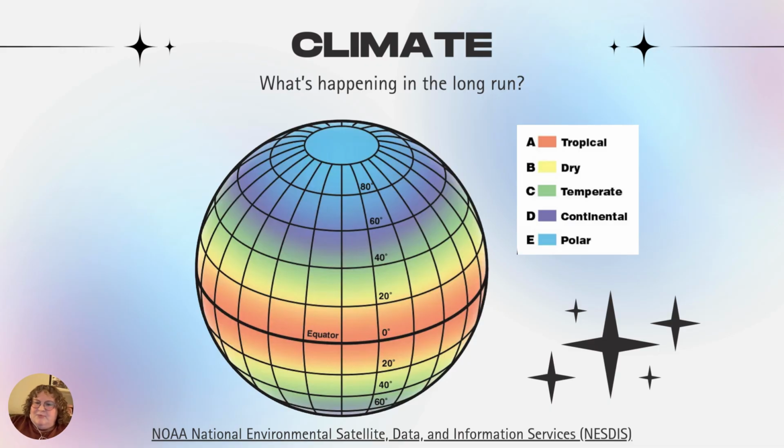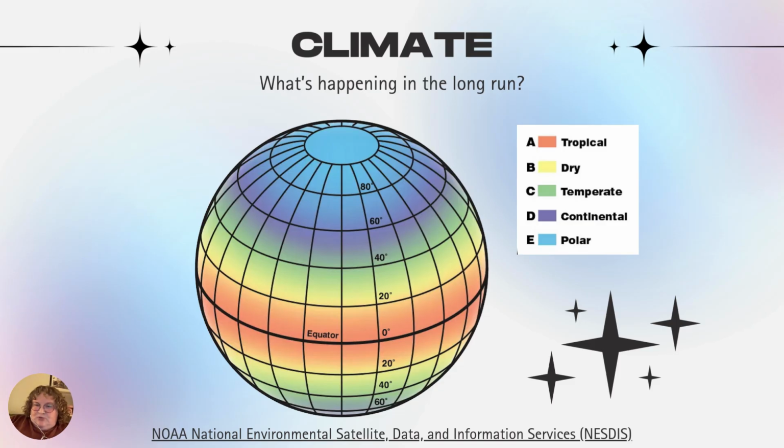And then in the green, we have the temperate zone, which is warm and humid, and that's going to be right here. And then we have the, I guess, purple zone, which is continental, and that's going to be cooler and dry. And then the very last one is polar, which is going to be very cold and very dry.